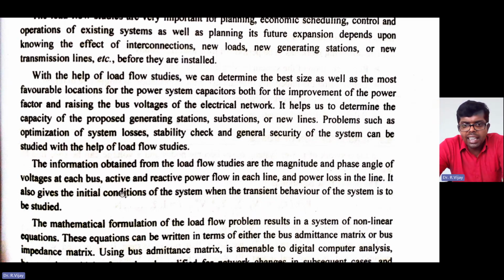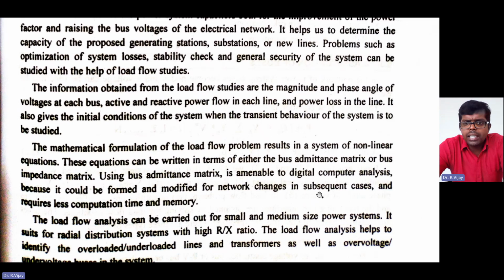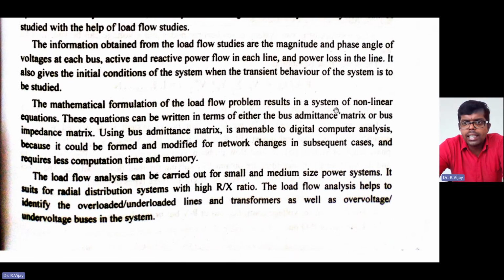So it gives the initial condition of the system, when the transient behavior of the system also should be studied. Okay, so the mathematical formulation of the load flow problem results in a system of non-linear equations. These equations can be written in terms of the bus admittance matrix or bus impedance matrix. That's what we study: how to calculate the bus admittance matrix, how to calculate the bus impedance matrix.